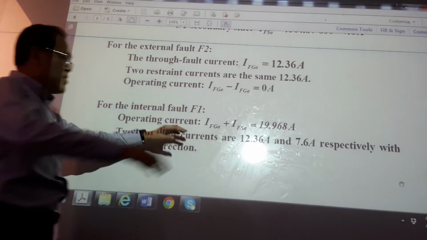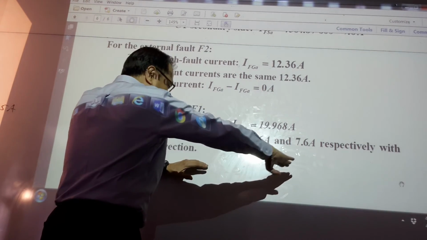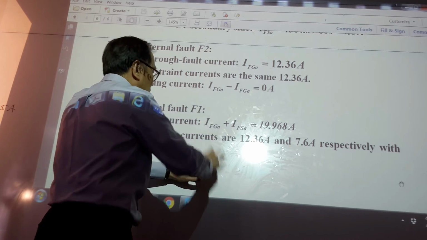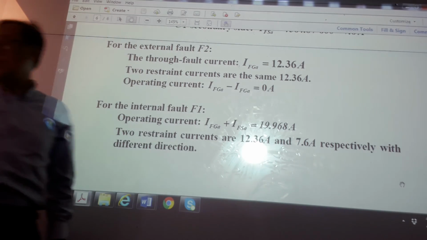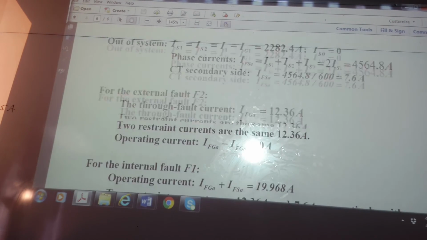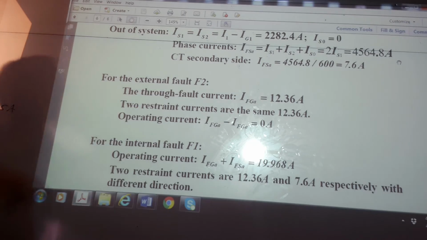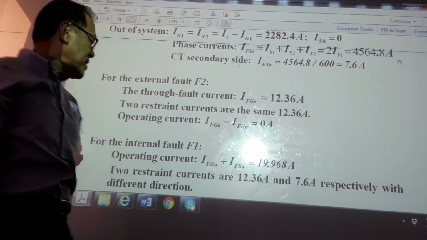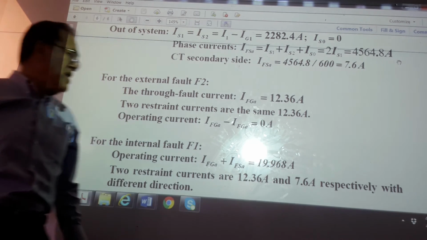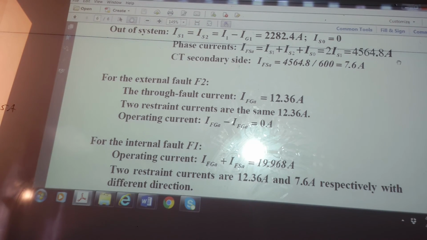You will see that actually the current here is still in the same direction, but this current will be coming back. So the two must be added. If you add, it will be 12.36 plus the 7 point something that you computed, 7.6. So these two will be added together, and it will become almost 20. So this value will be big enough to drive the operating winding and the restraint winding too. Yeah. So you can see the current is huge.